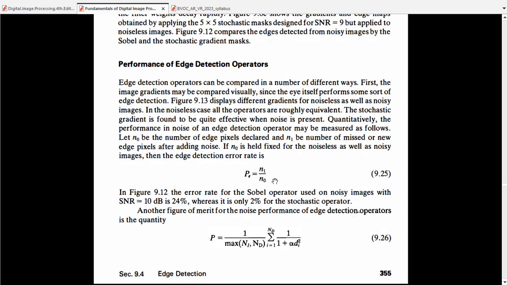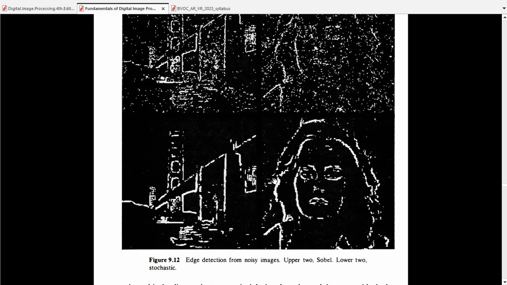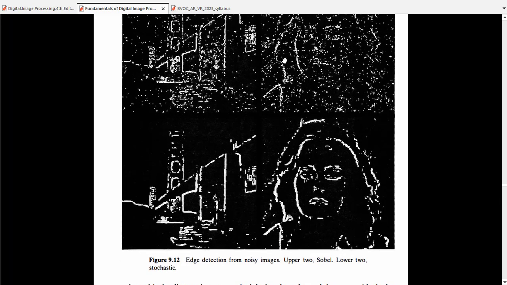Using the noisy images with the SNR approximately 10 decibel, it is 24%, whereas it is only 2% for the stochastic operation. So like that, we will come to say analysis from the type of reduction of operator depends upon this quantity P. This is the example of a detection of noisy images. Upper two things are Sobel, lower two things are stochastic.